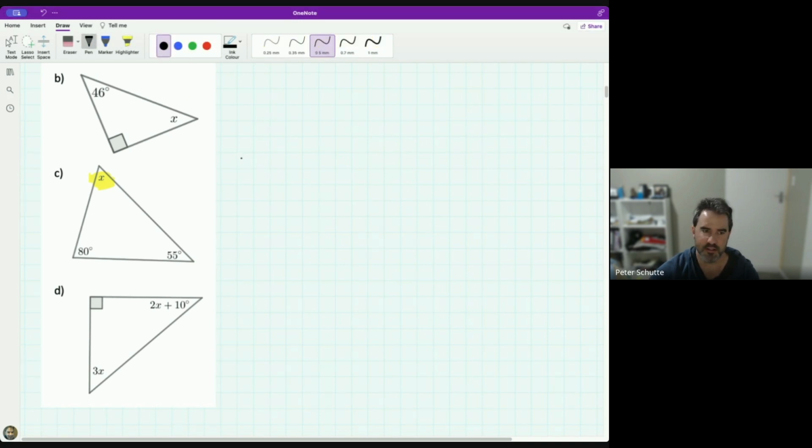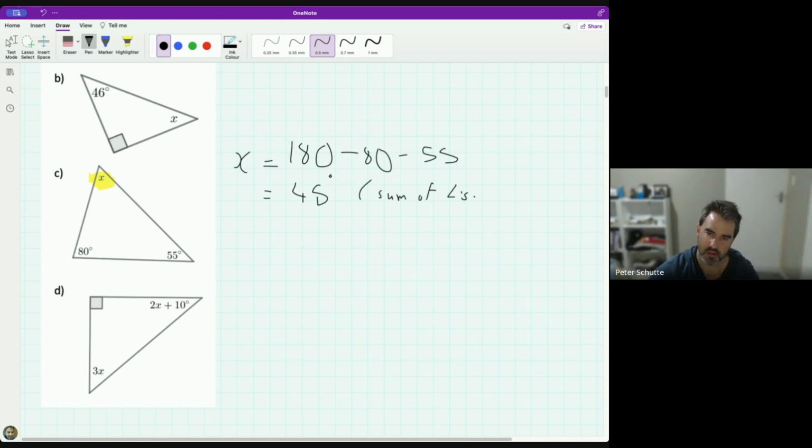So thank you, Atlikhang. So X must just be, the whole triangle adds up to 180. So I'm going to take away 80, and I'm also going to take away 55. And whatever is left is going to be my answer, which is 45. But I can't just make that statement without a reason. And so the reason is going to be sum of angles in a triangle.